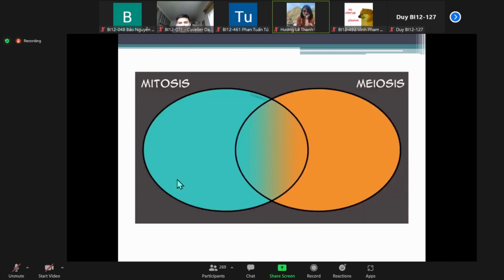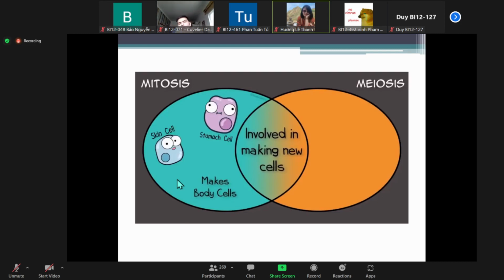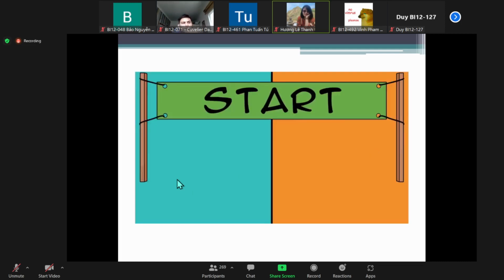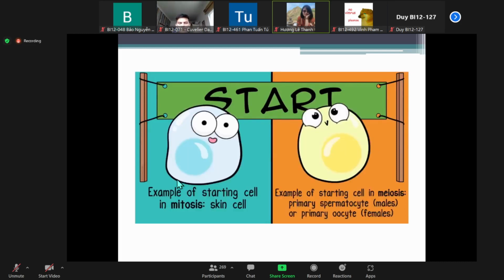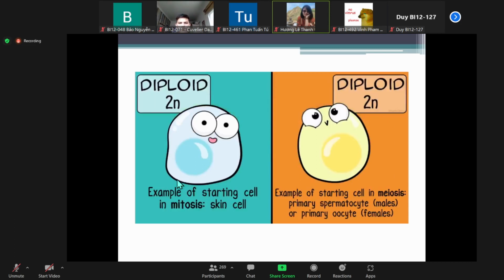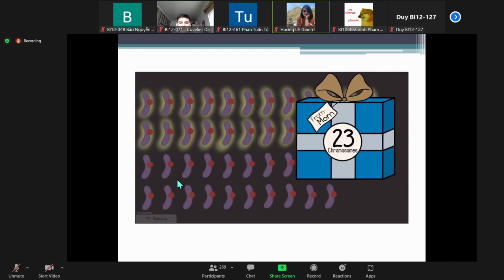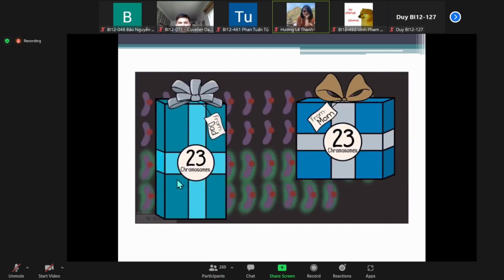Both of these processes, along with the cytokinesis that follows them to split the cytoplasm, are involved in making new cells. Mitosis results in body cells. Meiosis results in sperm and egg cells, otherwise known as the fancy term gametes. Before we start mitosis and meiosis, let's look at what you start with. Your starting cell in both mitosis and meiosis is diploid, written here as 2N. That means it has 2 sets of chromosomes. In humans, that's 1 set of 23 chromosomes from mom and 1 set of 23 chromosomes from dad.